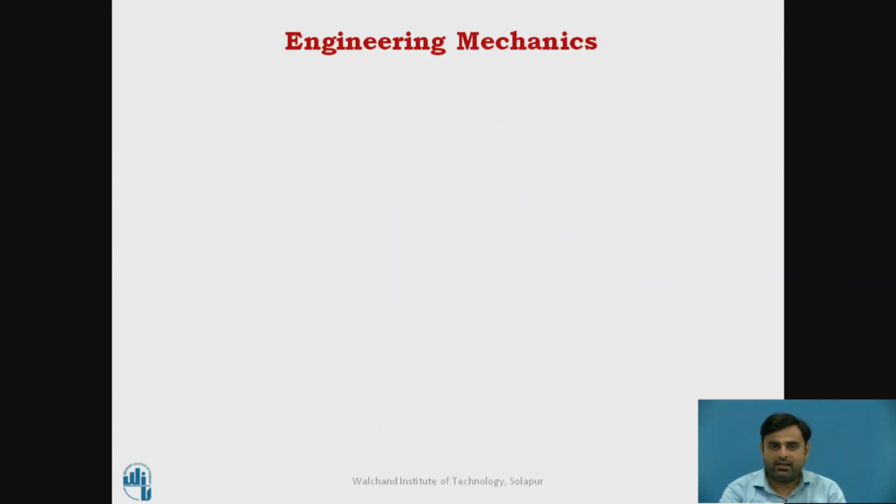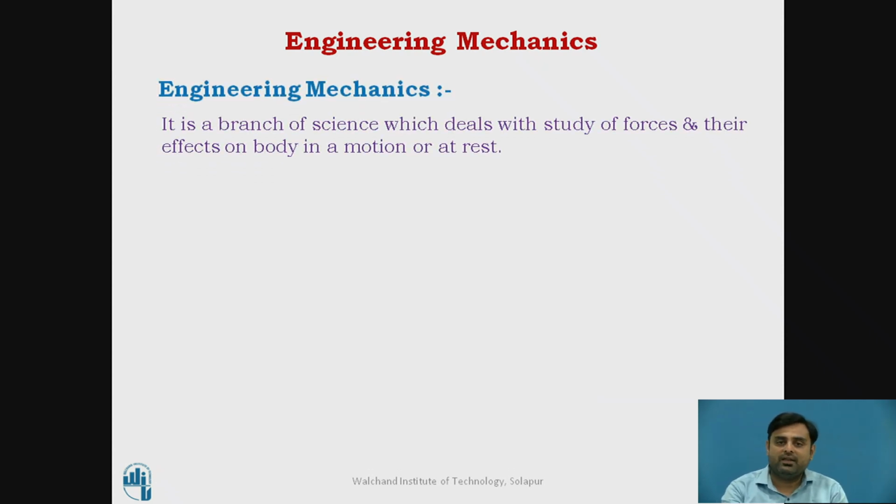What is engineering mechanics? Engineering mechanics is a branch of science which deals with forces and their effects on a body in motion or at rest. Basically in engineering mechanics we study rigid bodies. Rigid bodies are bodies on which there is no deformation, or their shape and size are not affected under the action of a load. So those rigid bodies are mainly what we study in engineering mechanics.